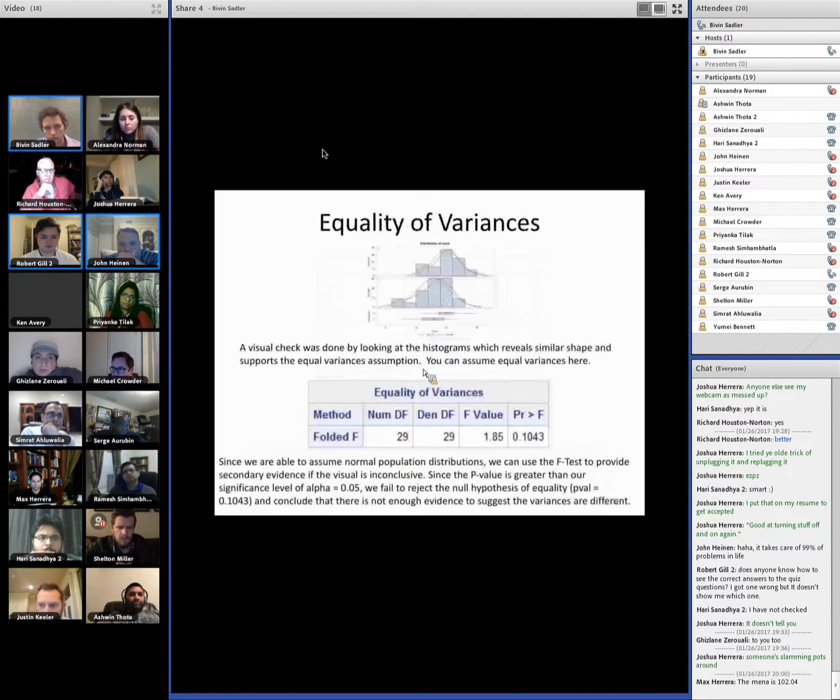How about equal standard deviation? So I'm looking at that. I'm doing the visual. I would be fine with the visual. A visual check was done. It reveals similar shape and supports the equal variance assumption. You can assume equal variances here.